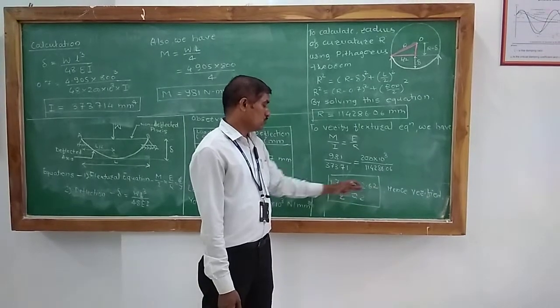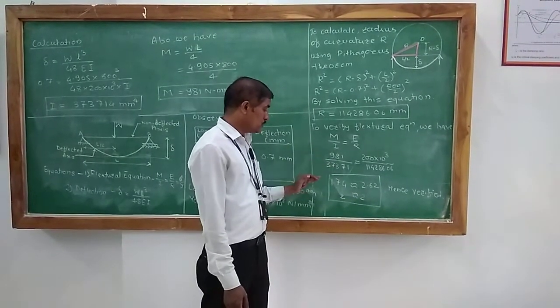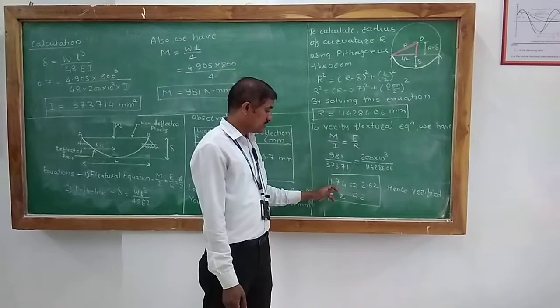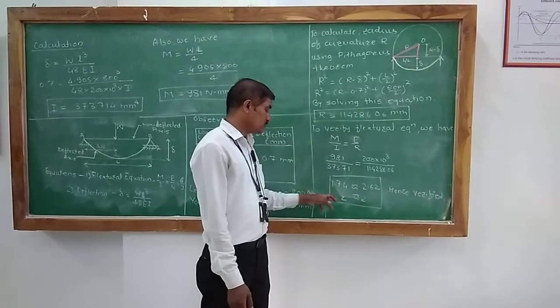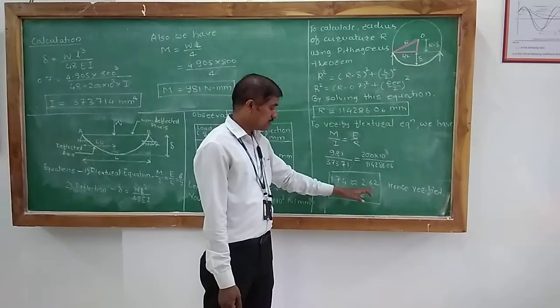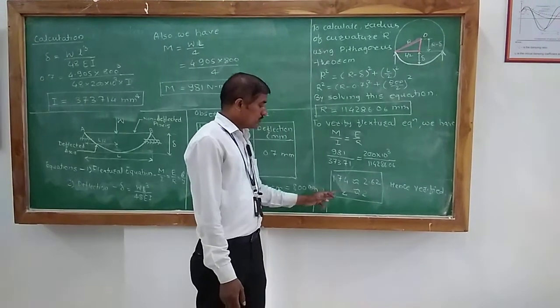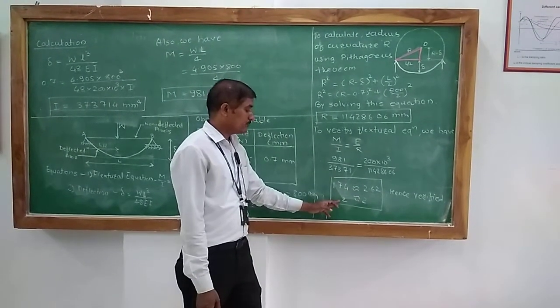So if you consider the decimal places, it equals 2, and this decimal place again equals 2. So the equation is verified by checking the given values.